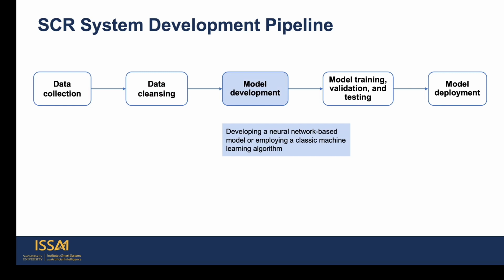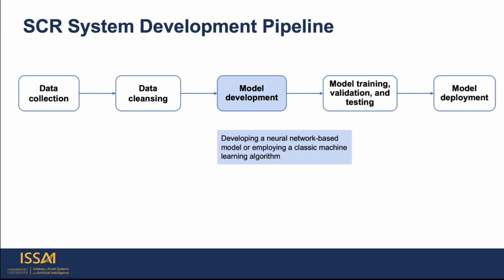During model development, there are two approaches: developing a neural network-based model or employing a classic machine learning algorithm. Neural network-based models, such as deep learning models, can learn complex patterns from data. On the other hand, classic machine learning algorithms such as decision trees or support vector machines rely on statistical and mathematical principles to build models based on explicit features.